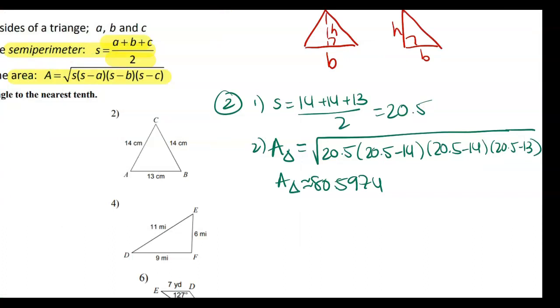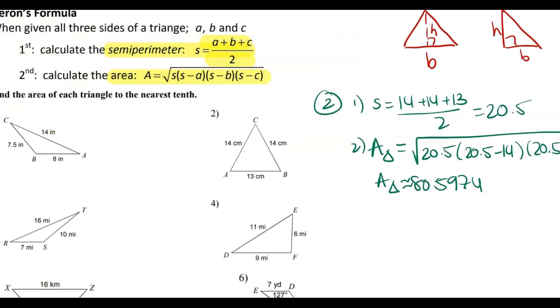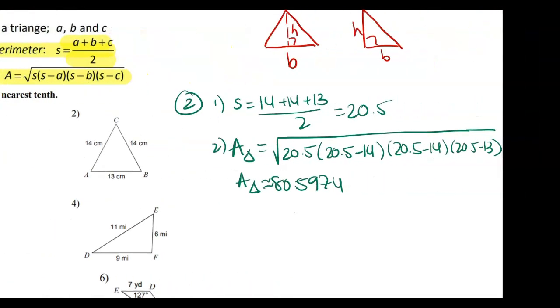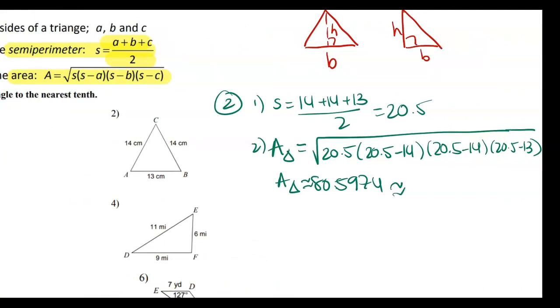Let's go back to the other page. And I have my area. Based on the directions that this problem told us, we need to round this to the nearest tenths place. So in the nearest tenths place over here, I'm going to approximate this to about 80.6. And this is in centimeters squared, so square centimeters. This is your answer.